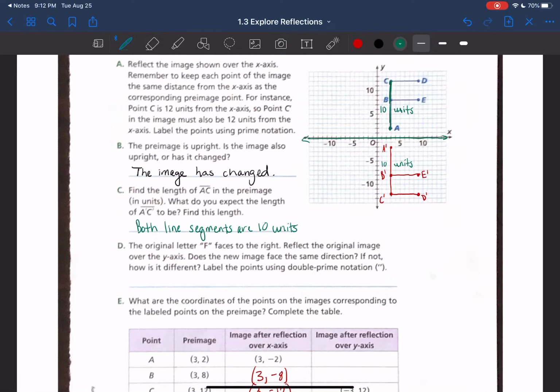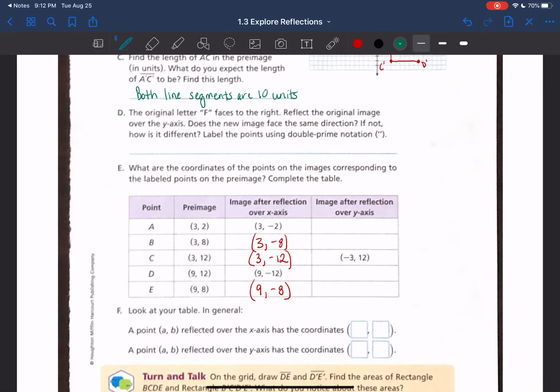The original letter F faces to the right. Reflect the original image over the y-axis. We noticed that anytime we were reflecting over the x-axis, the x-coordinate stayed the same and the y became its opposite. If we look at our pattern for point C, we'll notice that when you reflect over the y-axis, the x-coordinate is what changes. So we're going to take the opposite of our x-coordinates, and our y-coordinates will stay the same.